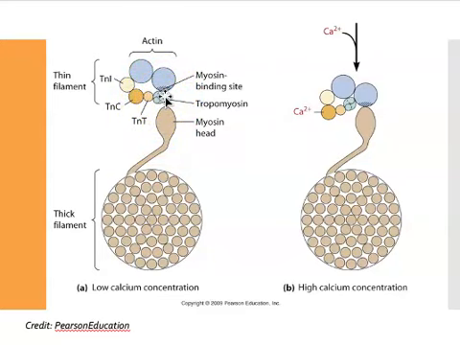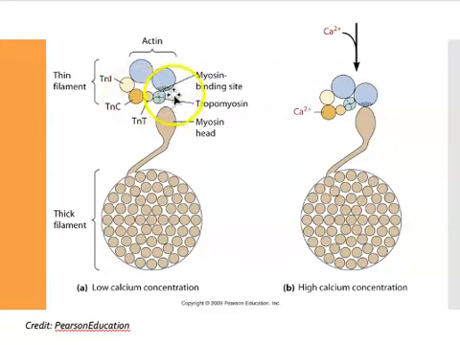And then there's this other protein called troponin that is sitting nearby. Troponin has three parts. It has a TNI part, a TNC part, and a TNT part. Remember, the TNT part binds to tropomyosin. That's what the T is for. The TNI part binds to actin. The TNC is what binds to calcium.